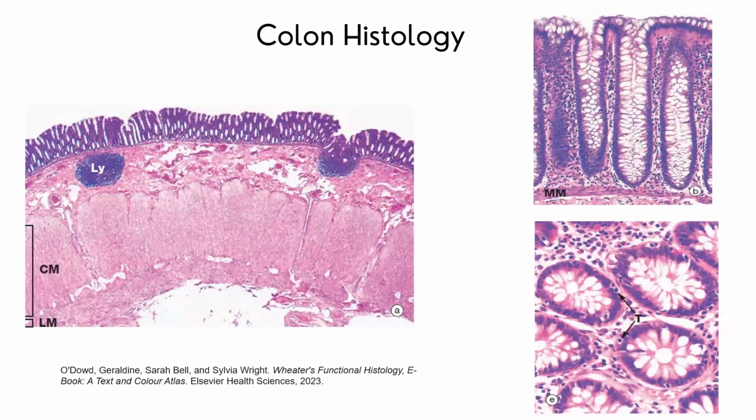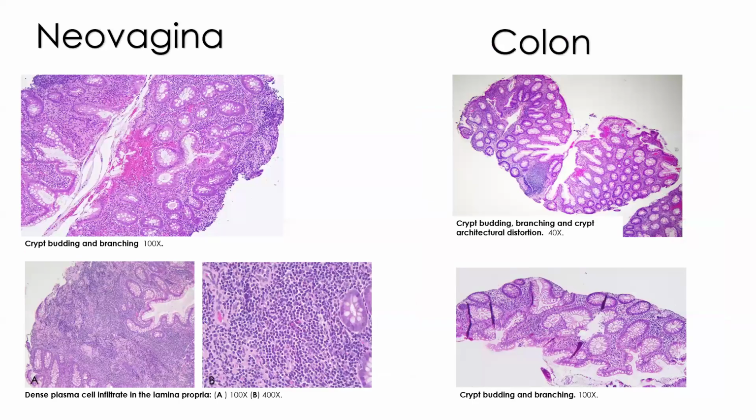So if you compare that to what we found in our patient, the crypts are actually very distorted and they seem to be budding. Then you also have lots of inflammatory infiltrates, especially in the lamina propria. So the findings were both in the neovagina and also in the colon.